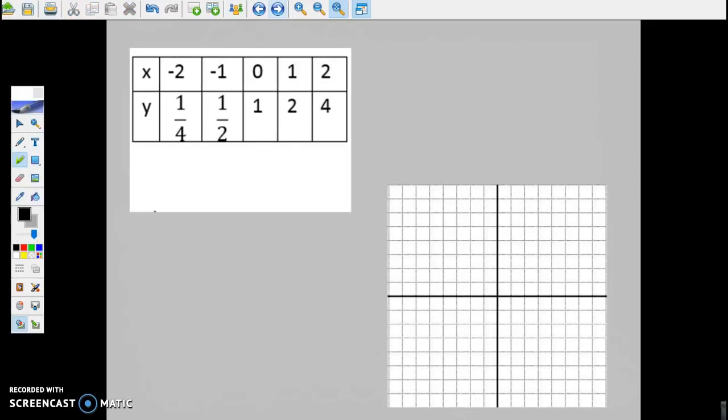My third example here was negative 2, comma 1/4, negative 1, 1/2, 0, 1, 1, 2, and 2, 4. Again, getting closer and closer and closer, but never touching, and it goes up really, really fast.